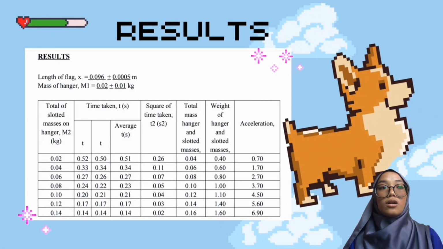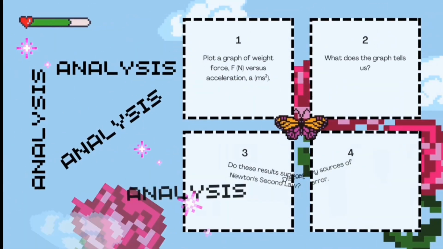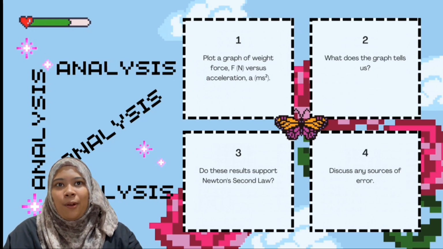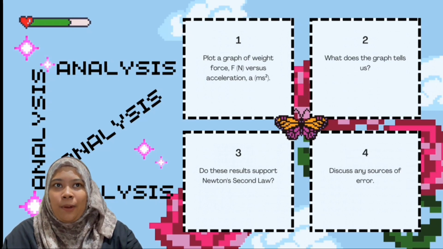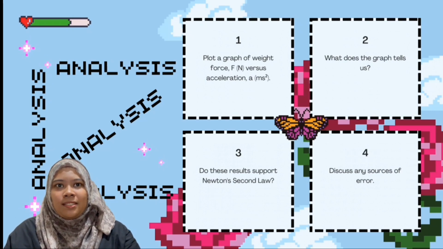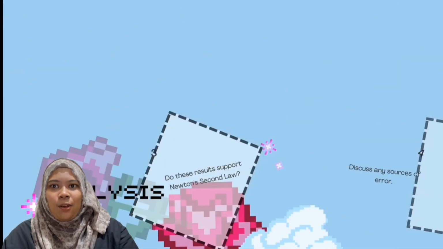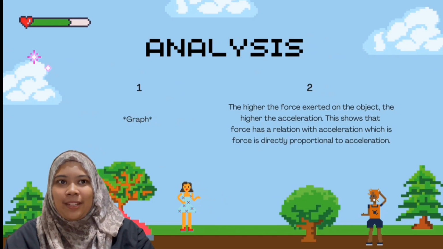This is the results of the experiment conducted. So we have 4 questions for the analysis of our experiment. The first one, plot a graph of weight force versus acceleration. The second one, what does the graph tell us? The third one, do these results support Newton's second law? And the fourth one, discuss any sources of error. So, you can look at the graph as shown above in our slide.